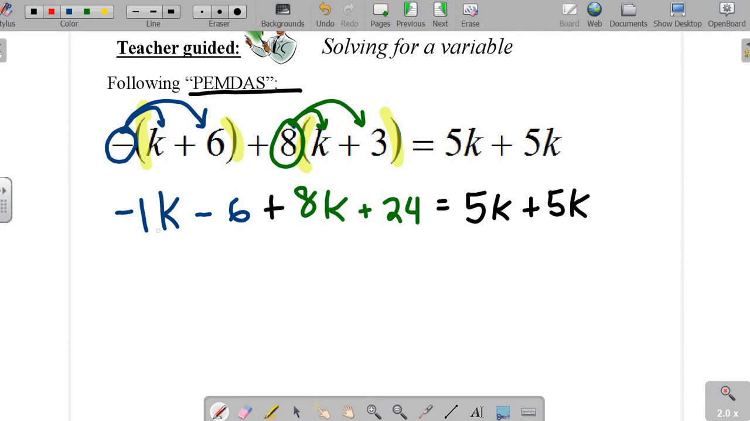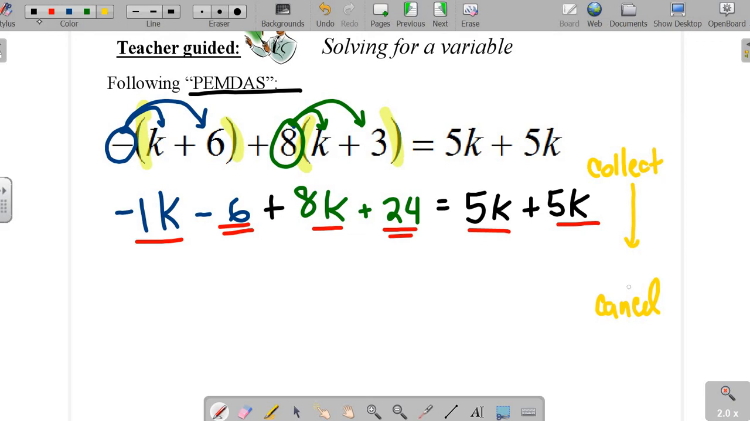Okay, now I'd like you to underline, follow with me, everything with the variable, double underline the numbers. We're going to follow this process. You always want to collect before you cancel. Collect before you cancel. You want to collect like terms before you cancel. So we're going to collect like terms.